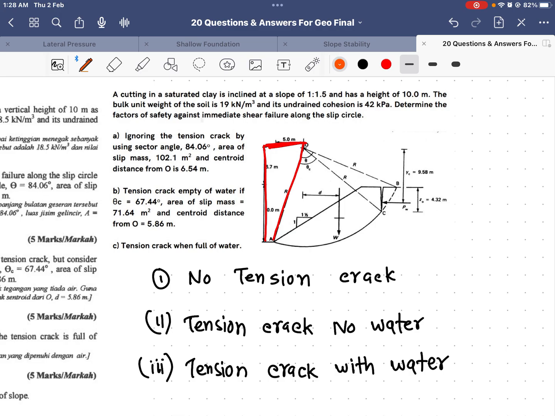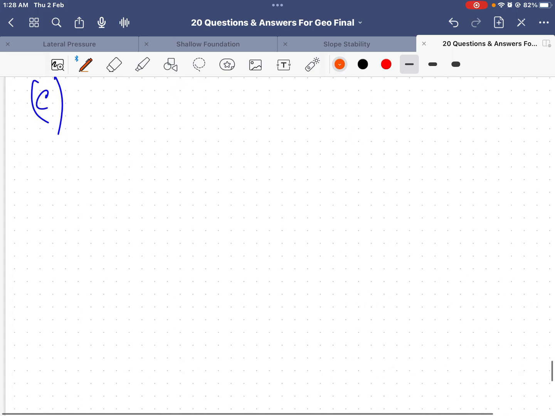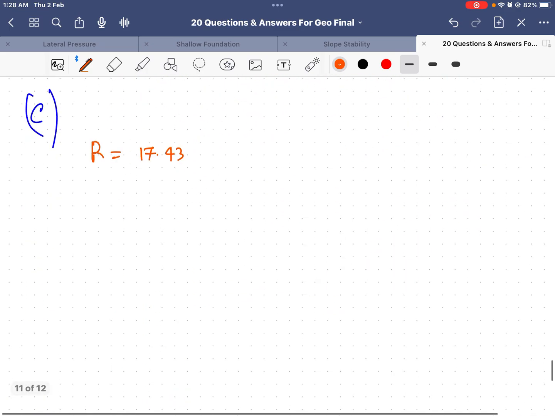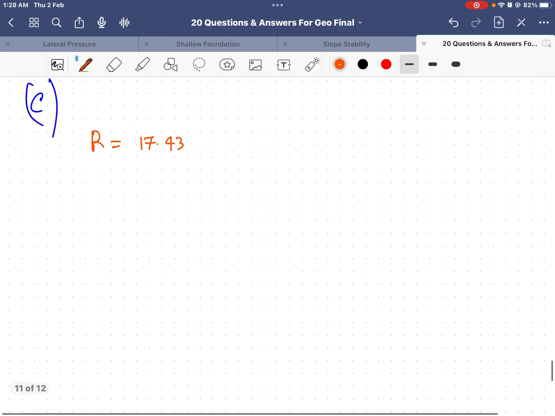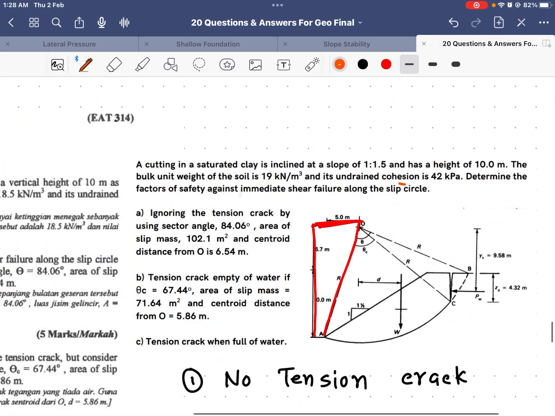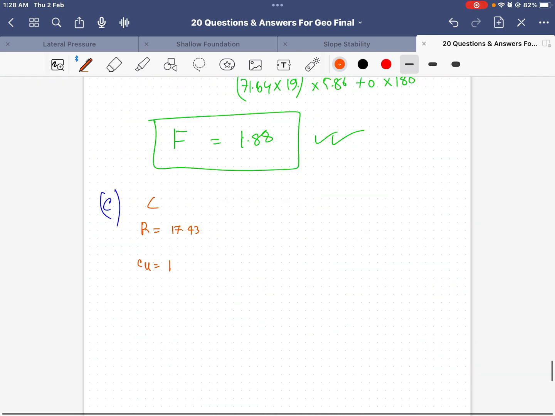All right. So now first let me list down all the information that is already given in the question. So we have the R. We already found the R from the previous solution, 17.43. If you don't know how to find the R, you use the basic trigonometry formula to get the R. Then we have the undrained cohesion, 42 kilopascal.